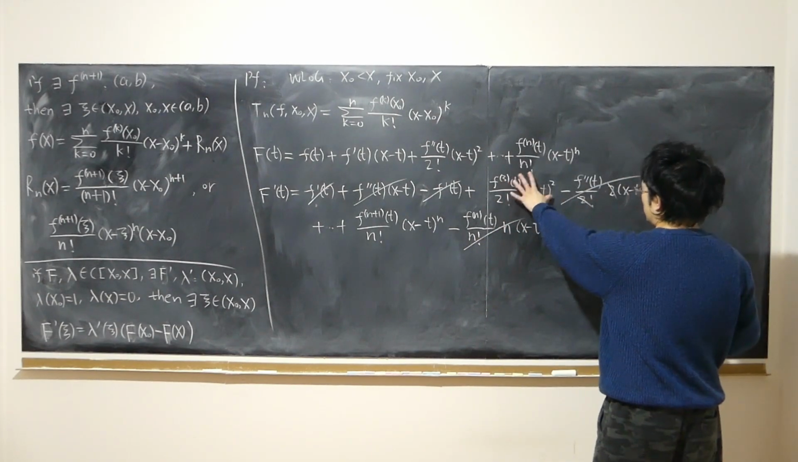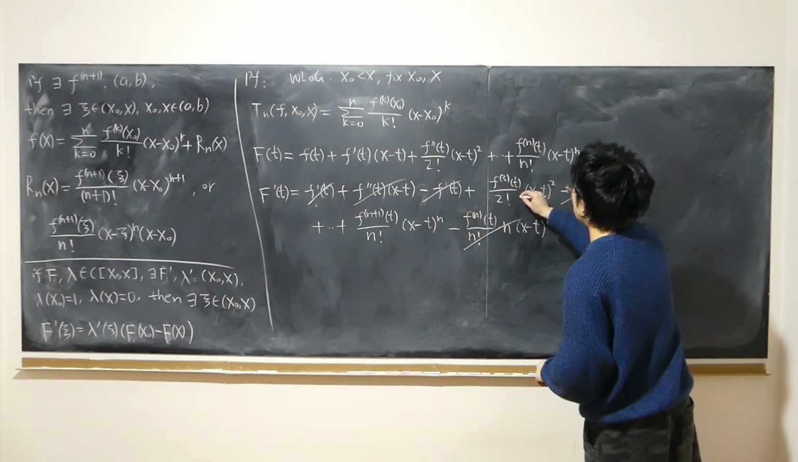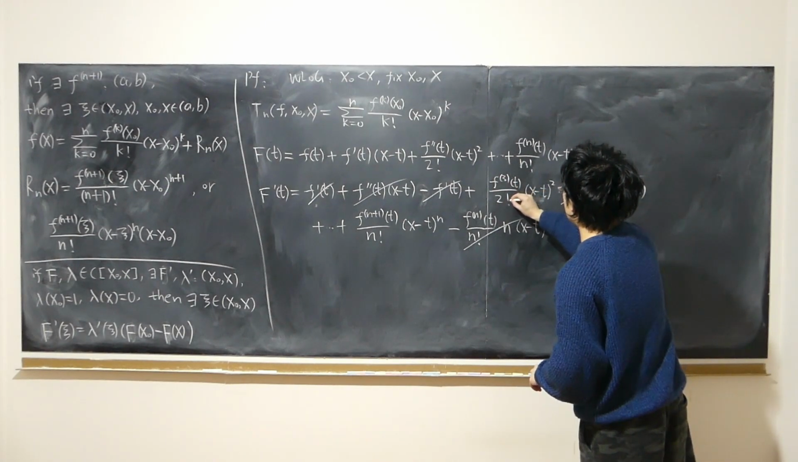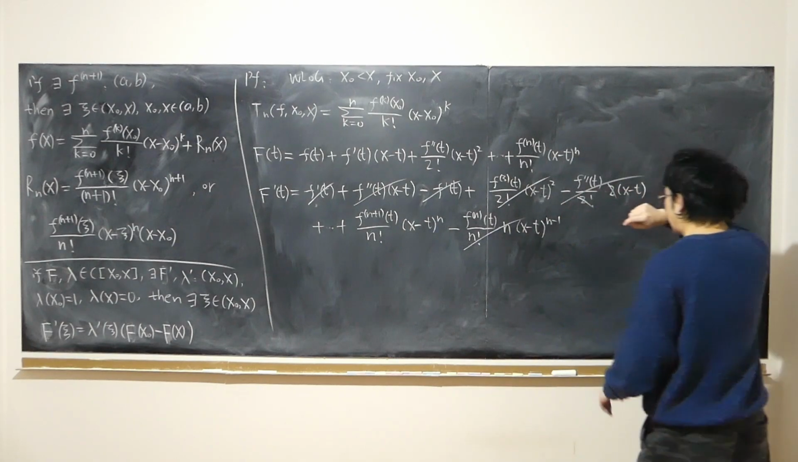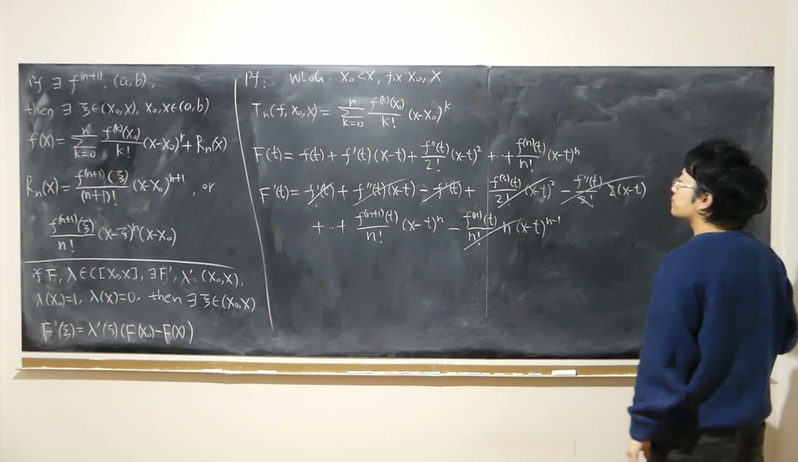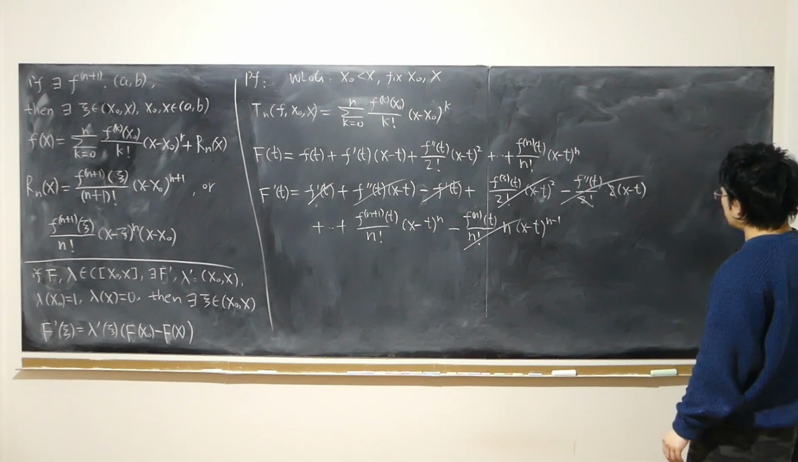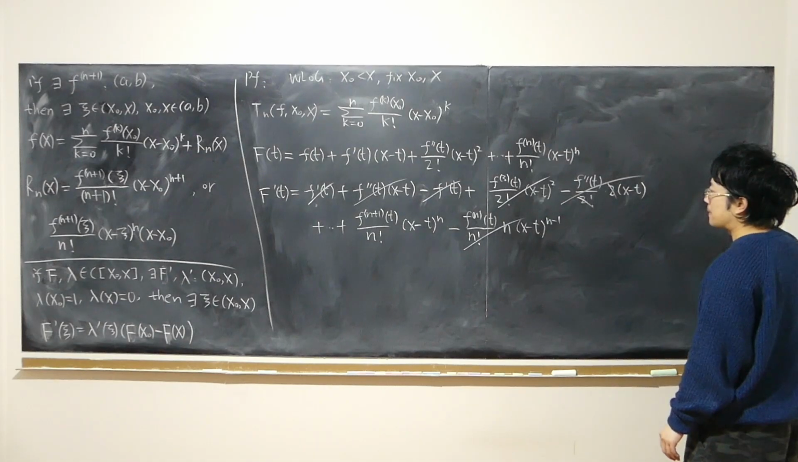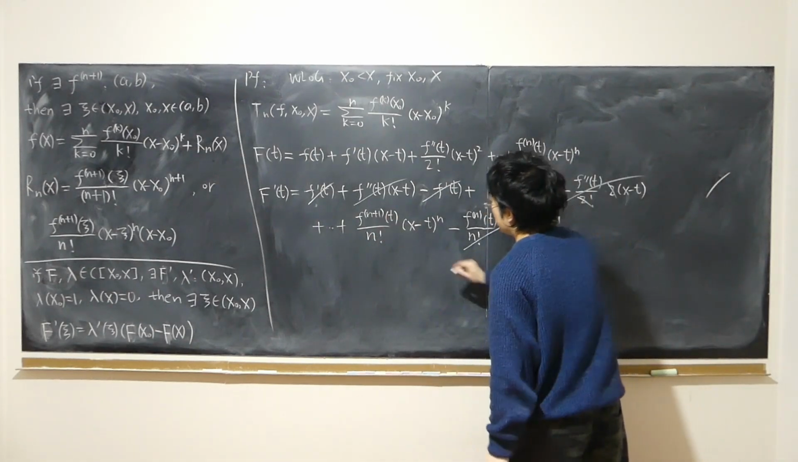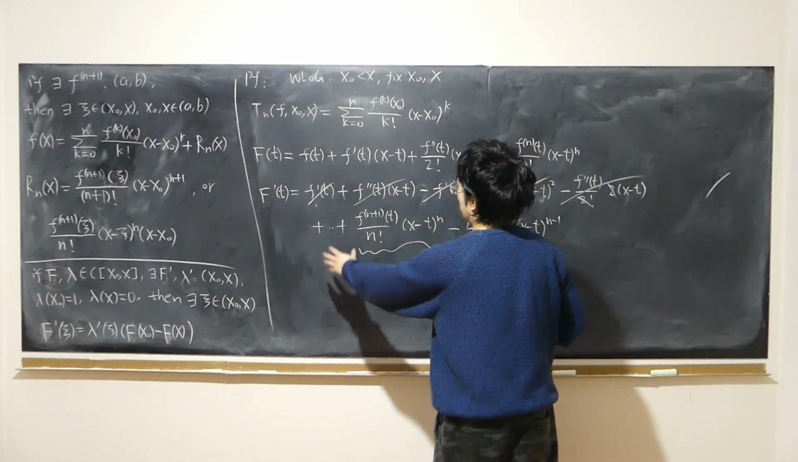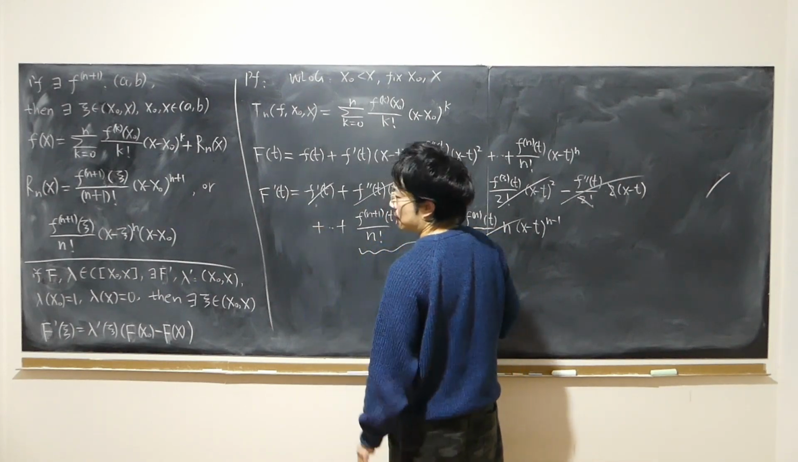So likewise, this guy will be gone because it'll be canceled out with the second guy of the next pair, right? Somewhere there. Right? We're only left with this term. Right, that is my f prime of t.